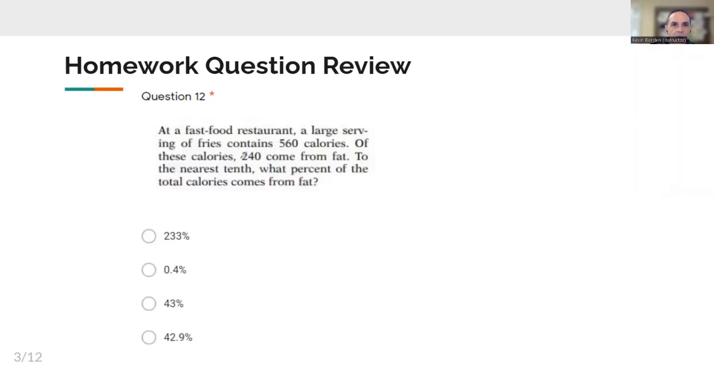So if 240 come from fat, and there is a total of 560 calories in the fries, then that fraction would tell us the portion in terms of a fraction that comes from fat. So the first thing we would want to do is to turn that into a decimal. And the decimal that I get is 0.4287. And since we're rounding to the nearest tenth, we don't have to go any further than that.